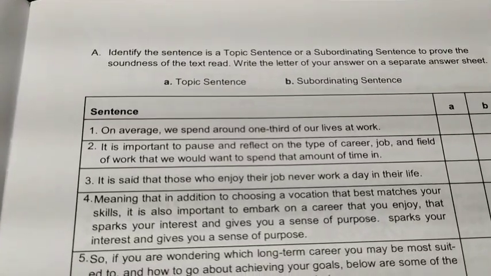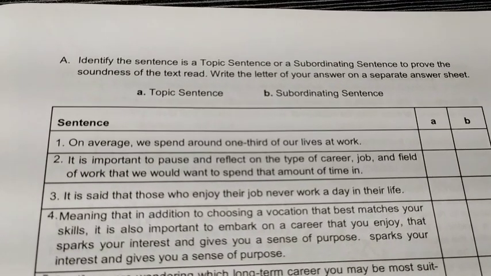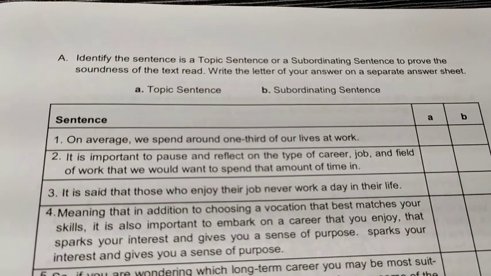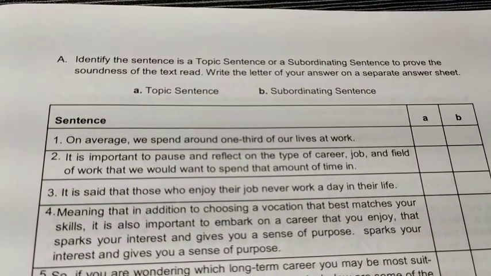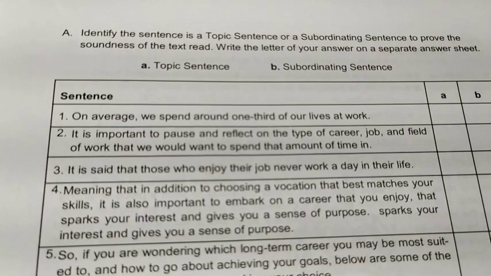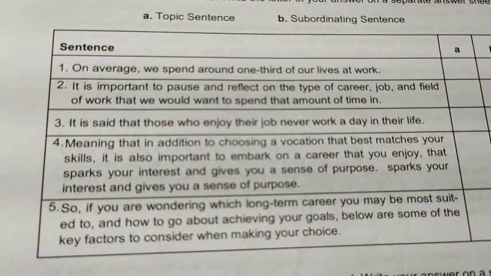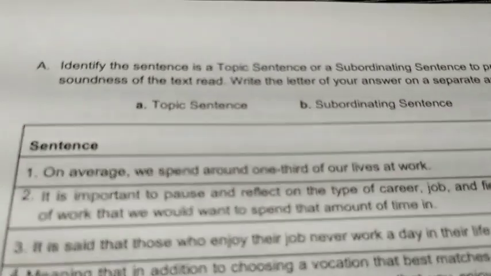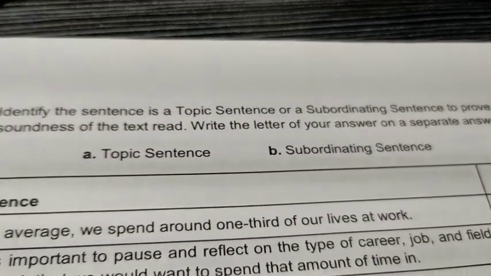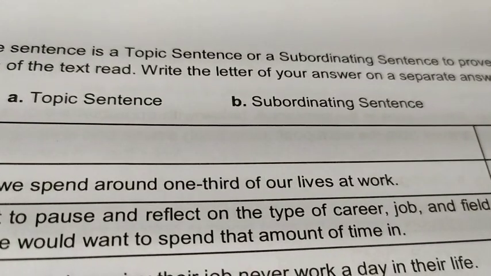So after reading that, you will identify the sentence. Is it a topic sentence or a subordinating sentence, to prove the soundness of the text read. Write the letter of your answer on a separate answer sheet. So you will simply write letter A if it's a topic sentence, then B if it's a subordinating sentence. So here are the sentences for numbers 1 to 5. In numbers 1 to 5, your answer will be A, topic sentence, B, subordinating sentence. So if it's a topic sentence, then you will have A. If it's not, B.